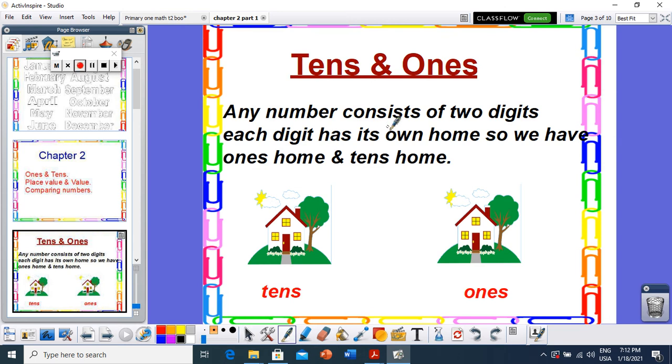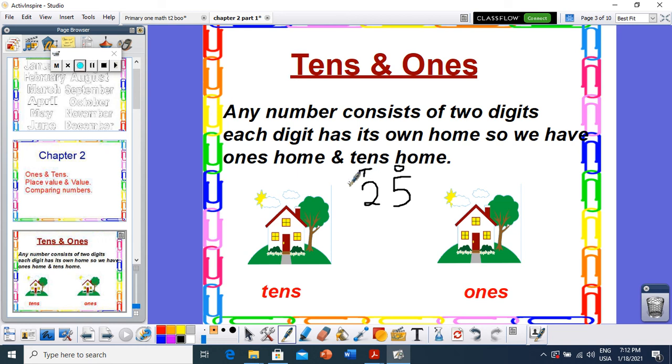Any number consists of two digits. For example, if I have a number like 25, any number consists of two digits. Each digit has its own home. Home for the ones and home for the tens. So 25, I will start building the ones home from the right hand side. So 5 is in the ones and 2 is in the tens.